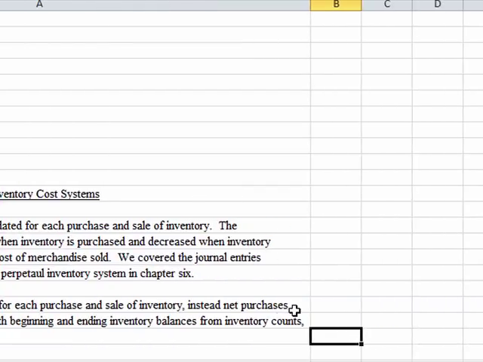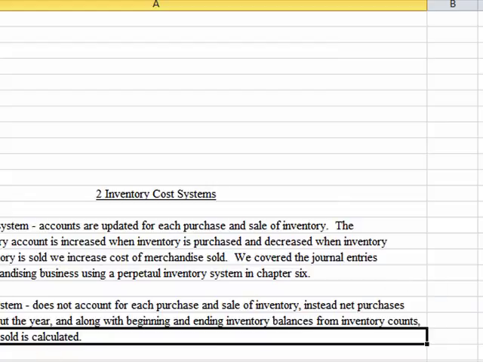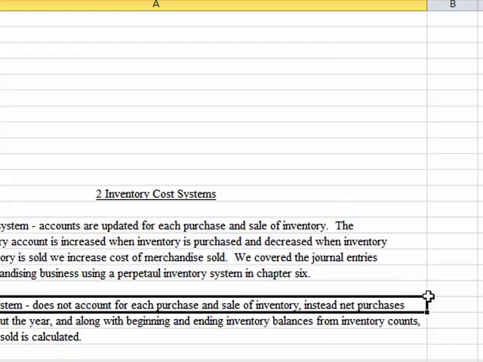Instead, we'd just track purchases throughout the year, and at the end of every year, we'd do an inventory count. So we know what we had in inventory to begin the year. We'd add to that what we purchased. That'd give us cost of inventory available for sale. Then we'd subtract what's left in inventory at the end of the year, and that would give us the cost of what was sold. Now, that periodic system, you guys, is really labor intensive.